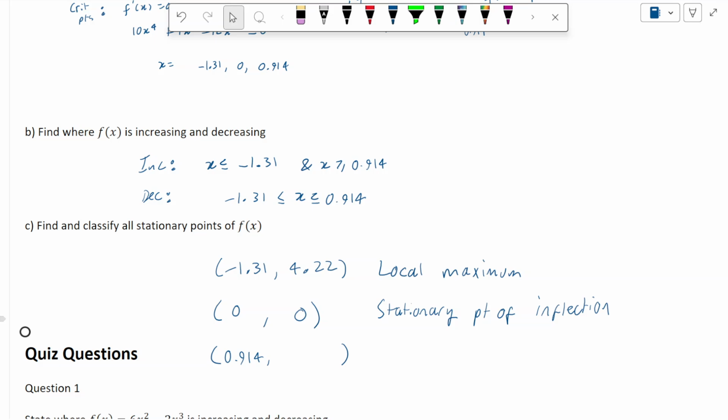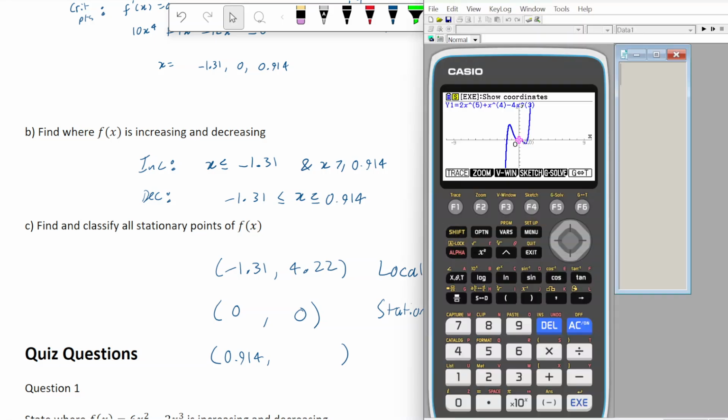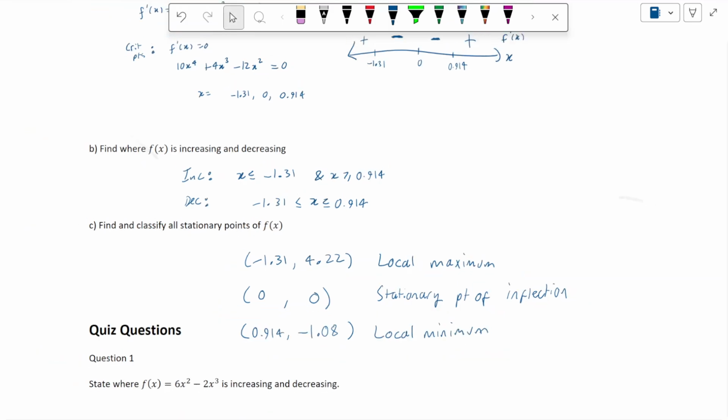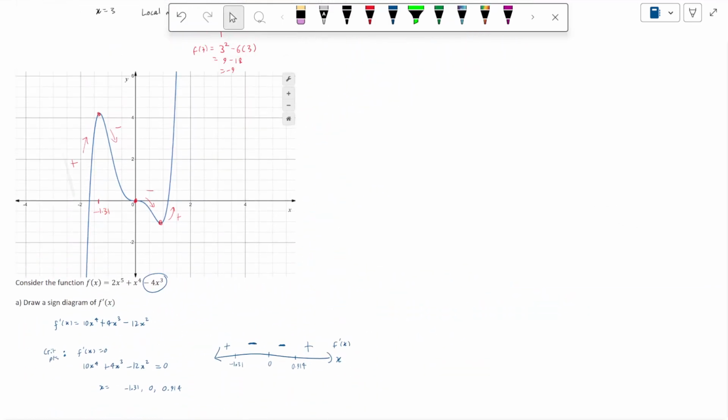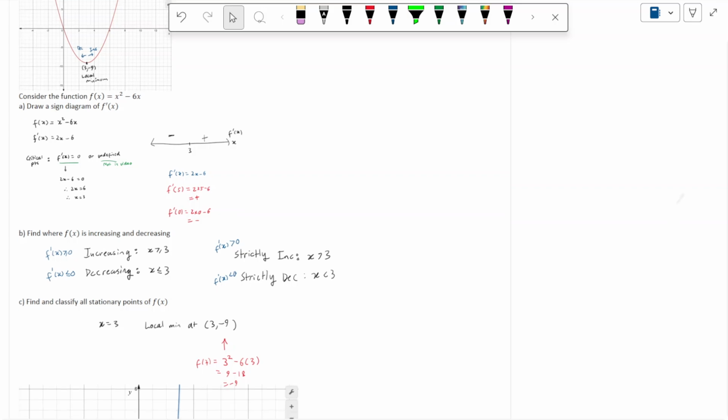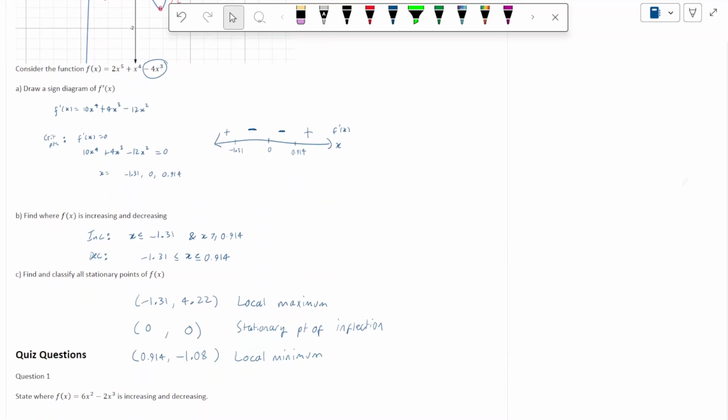And for the last one, that looks to be a local minimum on the graph. So we're just going to go gsolve min and we'll find that other point. So 0.914 and minus 1.08. So you can see here that we can sort of use the calculator to get a lot of this working out for free. So this is a calculator version, and the bit at the top is if you wanted to do it purely algebraically. But more often than not, you're using your calculator to help you.